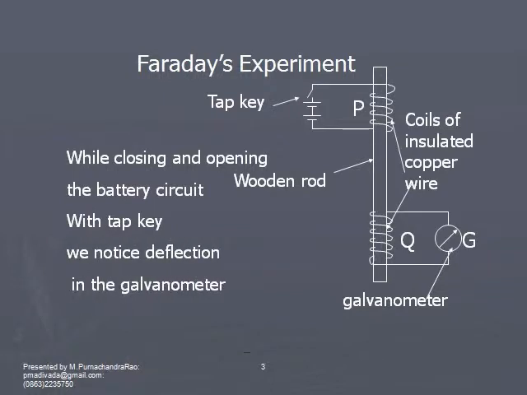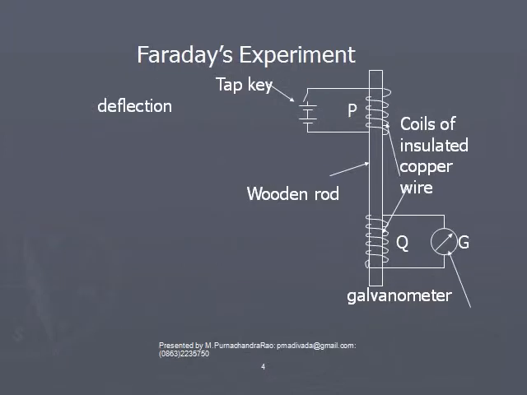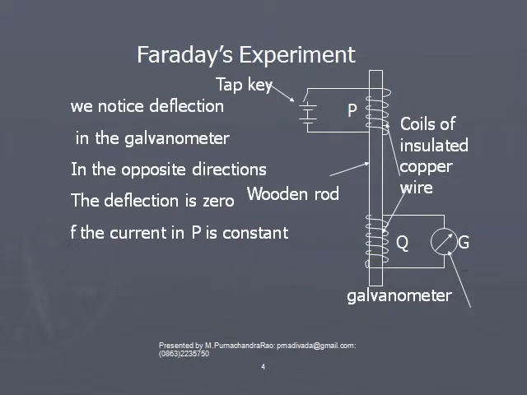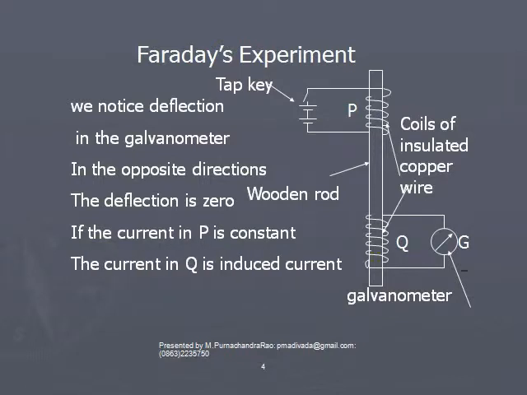When the tap key is pressed and the circuit is closed, we notice deflection. When the tap key is opened, we also notice deflection in the galvanometer. So whenever the circuit of P is closed or open, a current is shown in the galvanometer. There will be no deflection as long as the current is constant. We notice deflection only during the make and break of the circuit in P.